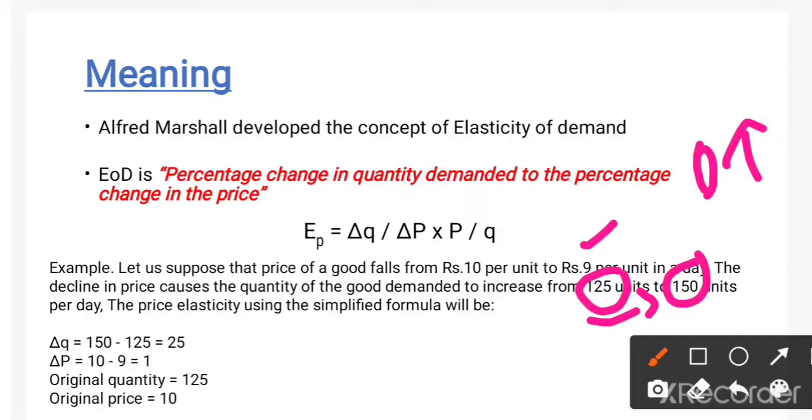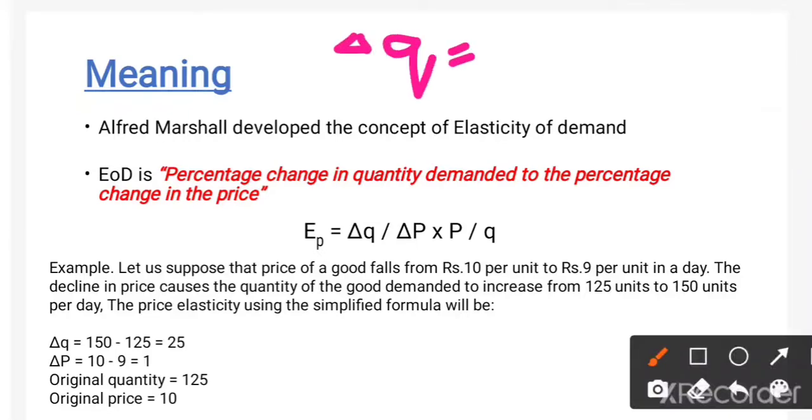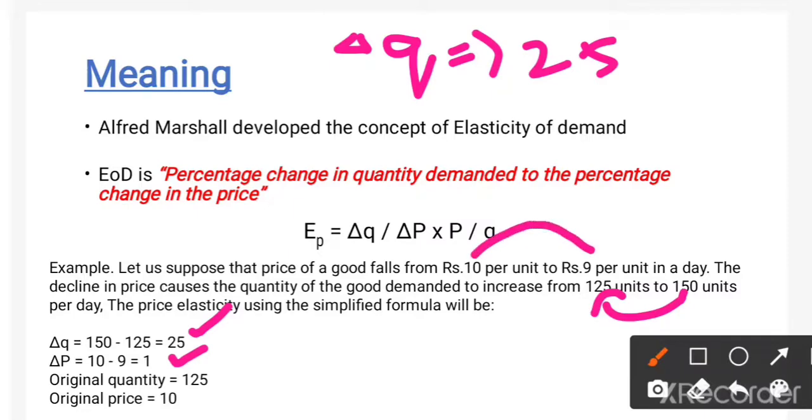Let's put this data in the formula and calculate how much elasticity of demand we get. Delta Q is the change in quantity demanded: 150 minus 125 is 25. What is delta P? The change in price: 10 minus 9, that is 1. What is the original quantity? Original quantity is Q, which is 125, the first quantity you were purchasing. Original price is 10 rupees.